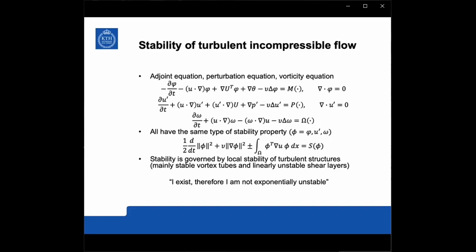And we find that even though turbulence in many respects is an unstable or hard to predict phenomenon, it is composed of stable elements such as stable vortex tubes or linearly unstable shear layers. Exponentially unstable flow structures can only exist for a very short time, even in a turbulent flow.